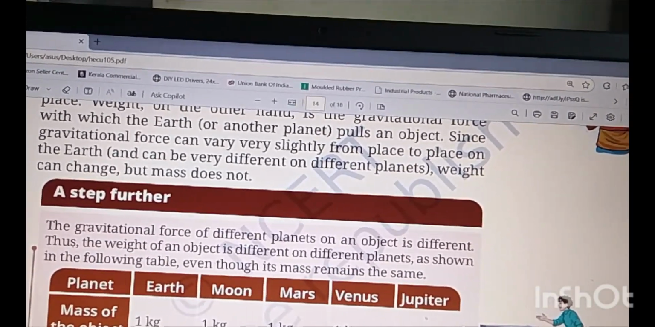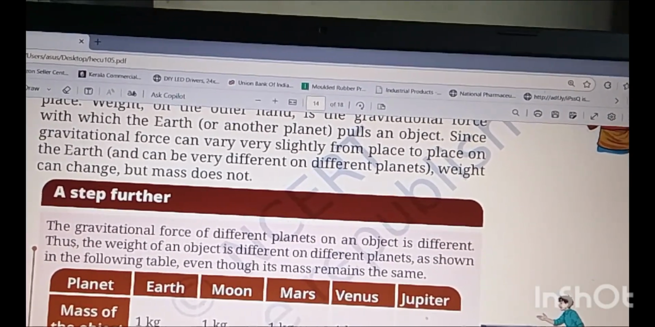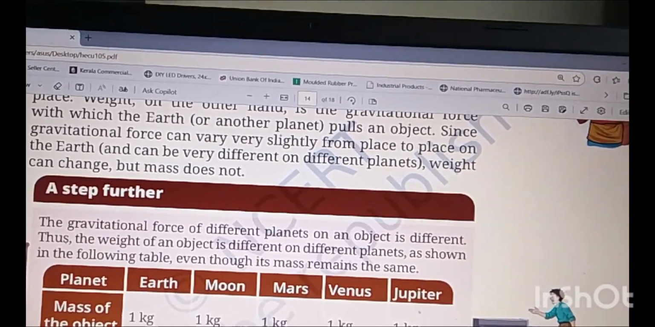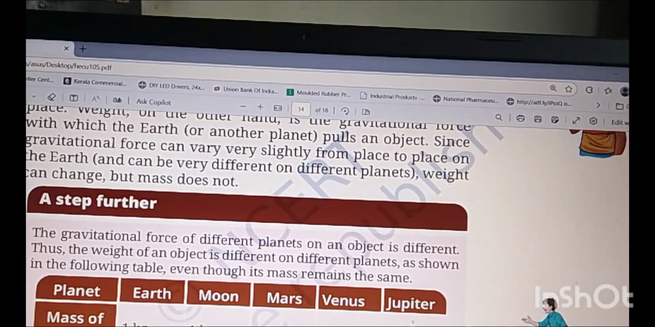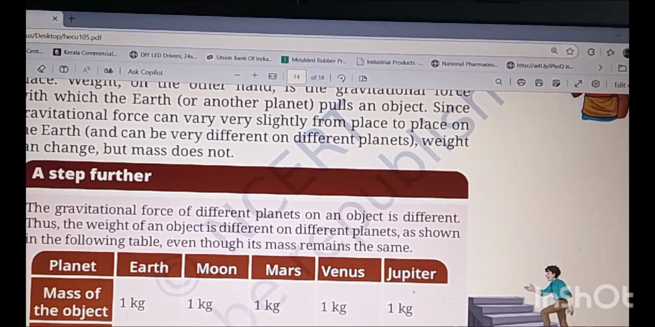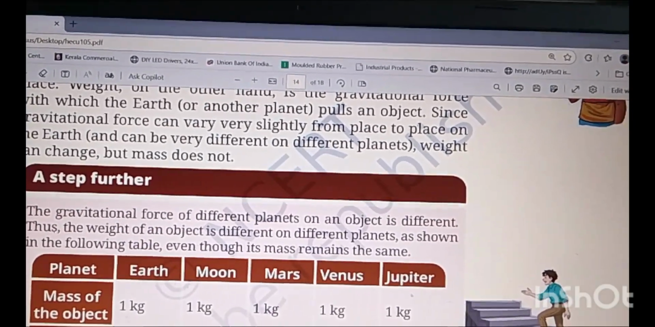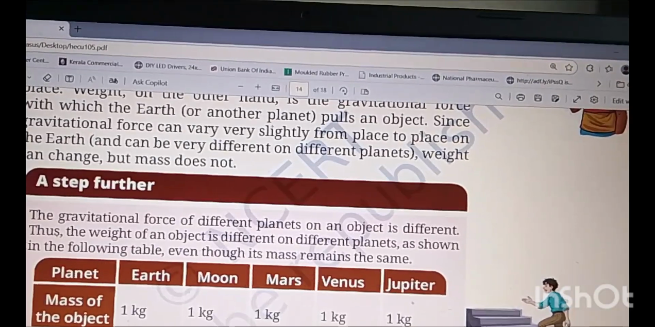So if a person weighing 1 kilogram, whose weight will be 10 Newton on Earth, is on the Moon, his weight would be 1.6 Newton. If he is on Mars, the weight would be 3.8 Newton. And if he is on Venus or Jupiter, the weight will vary. In the case of Jupiter, it will be 25.4 Newton. Our weight gets increased dramatically.